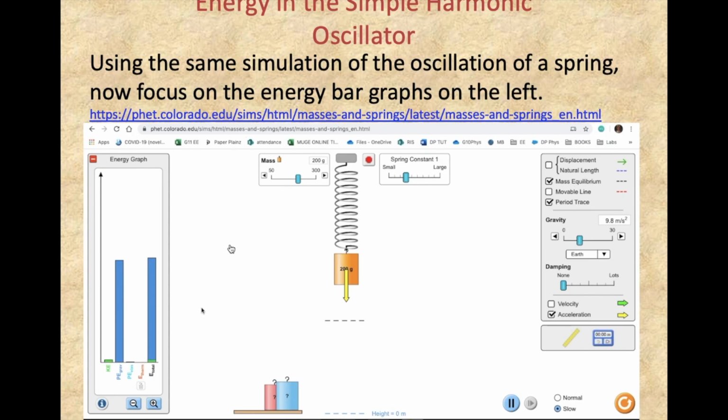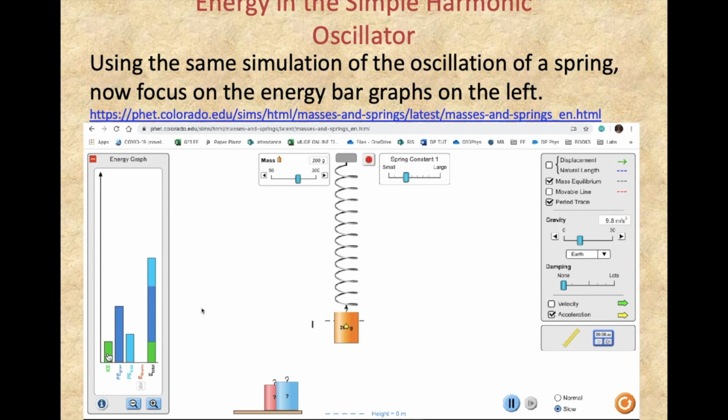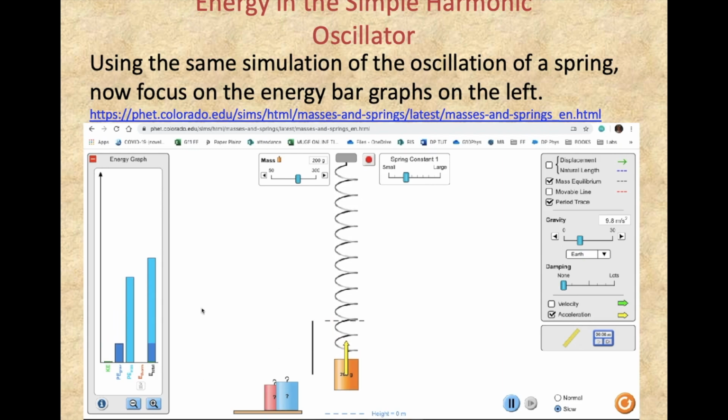You will remember this simulation from our first lesson, but this time I'm going to use it to focus on these energy bar graphs over here, and I want you to watch the kinetic energy graph. So, where is the kinetic energy maximum? See, I have a kinetic energy maximum. Where is the mass? It's at the equilibrium position. Where is the kinetic energy 0? It's reached 0. It's at its amplitude.